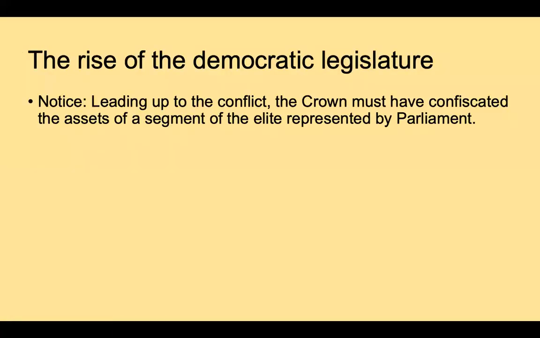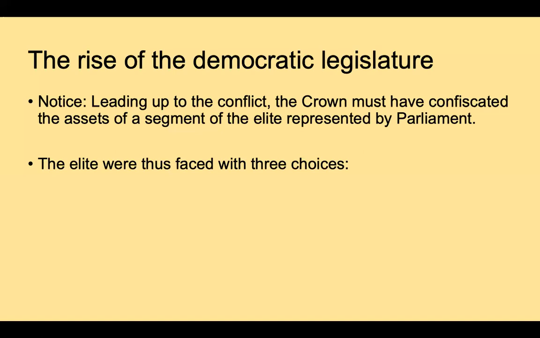Now, what I want you to notice about this is that baked into this story are a few details that really become important. And so, leading up to the conflict, the crown must have confiscated the assets of a segment of the elite represented by parliament. Otherwise, they wouldn't have taken it upon themselves to use parliament to exert influence to try to constrain the crown and gain the power to represent the new economic elite and finance the crown through its institutional relationship with the crown.